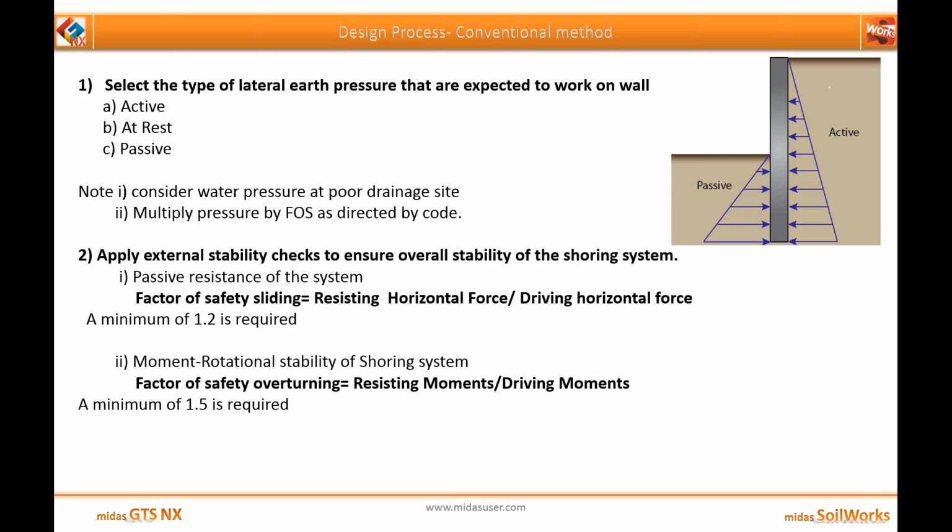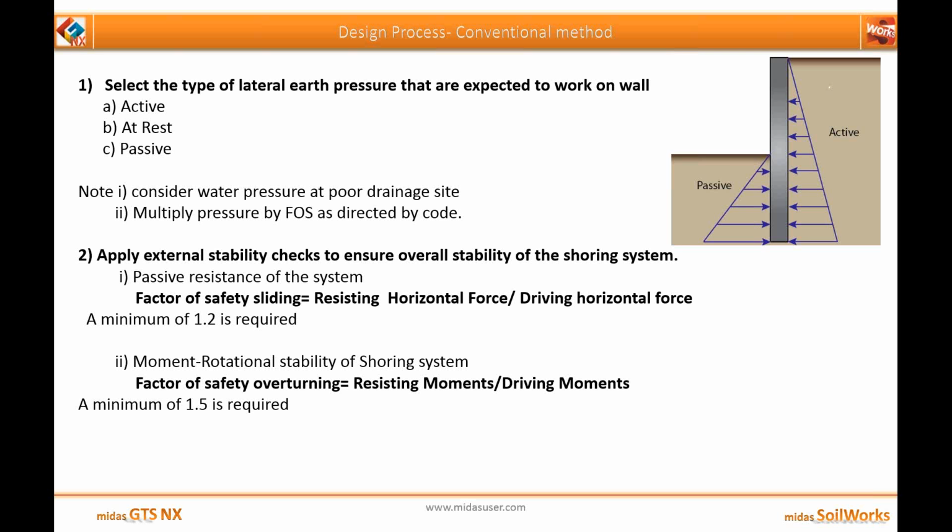Now, the design process, the conventional method. First of all, what we do is select the type of lateral pressure that is expected to work on the wall, whether it is an active pressure, an at rest situation, or a passive pressure. We have to consider two things: consider water pressure at poor drainage sites, and multiply the pressure by a factor of safety as directed by the code. After that, we apply the external stability checks to ensure the overall stability of the shoring system.